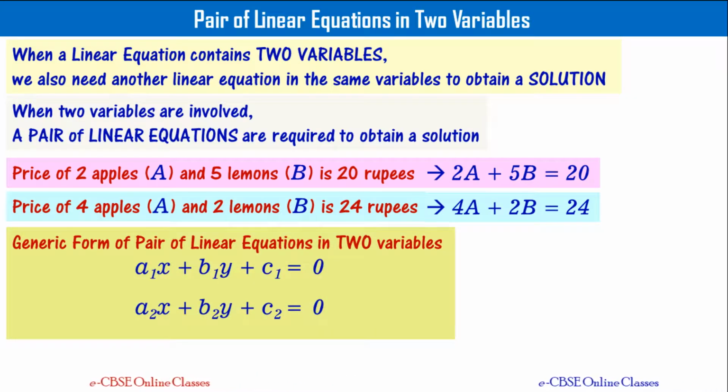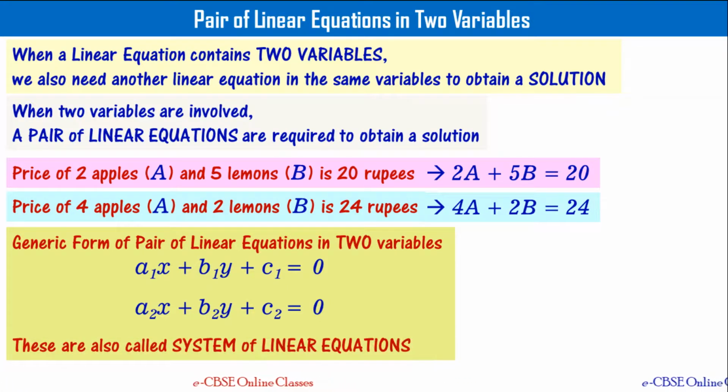We can express the pair of linear equations in two variables in a generic form as given here, that is a1x plus b1y plus c1 equal to 0, a2x plus b2y plus c2 equal to 0. When you have these two equations together, they are making some sense, right? These equations are also called system of linear equations. Please take a note of this.